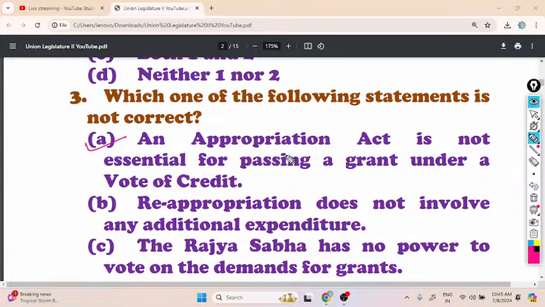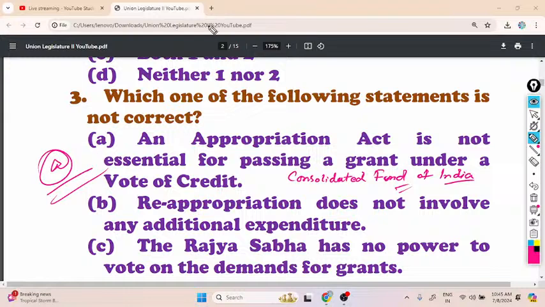Any money to be sanctioned from the Consolidated Fund of India requires appropriation. The Consolidated Fund of India is the fund in which all the revenues of the government of India are deposited, and whenever money is required, Parliament passes an appropriation act, and through it the executive can withdraw money from the Consolidated Fund of India. So that statement is not correct. Answer is A. Got it?